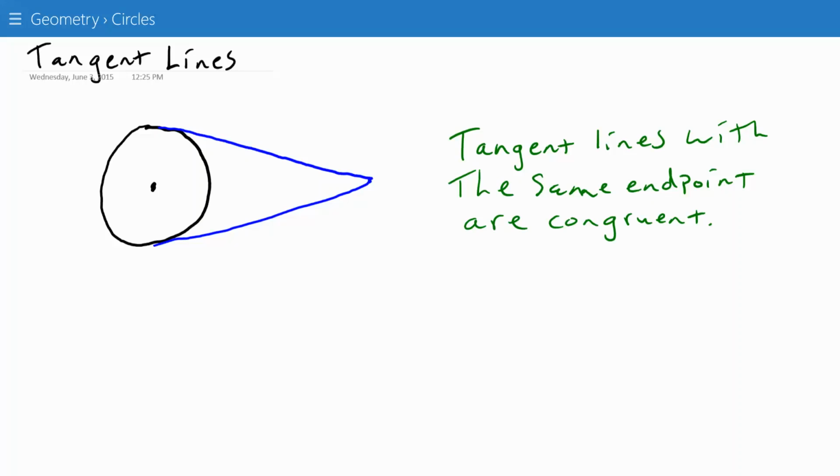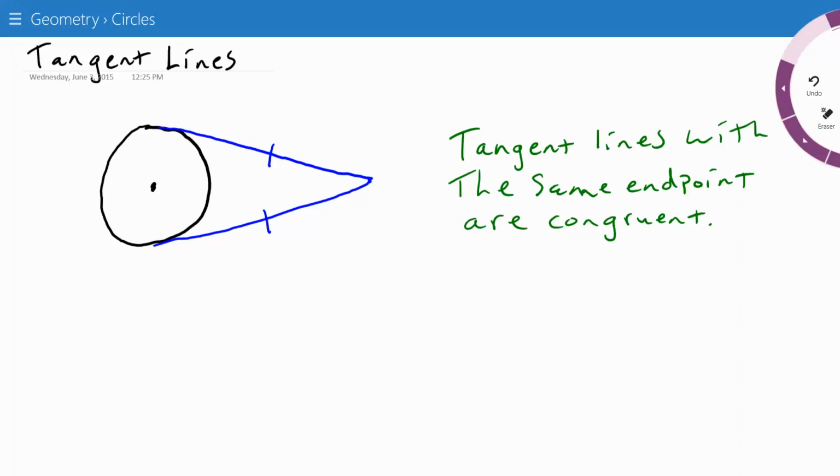So I have two tangent lines here. They have the same endpoint outside of the circle. They are tangent to the same circle. So they are congruent lines. We know they're the same length. Because of that, I can put a little dash mark on each one saying, hey, those guys are congruent.